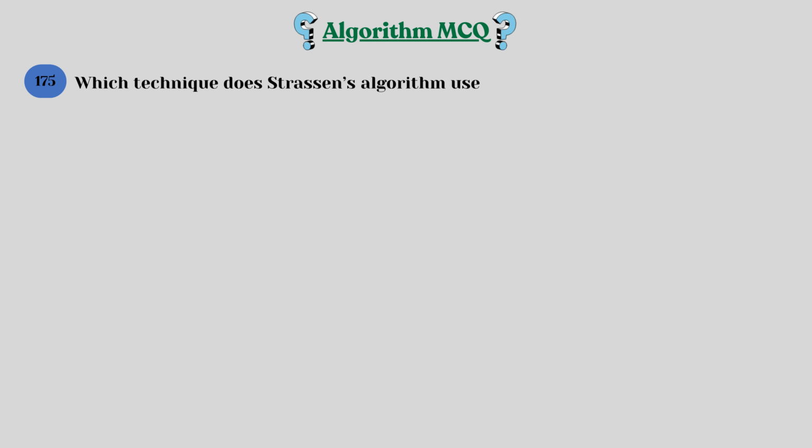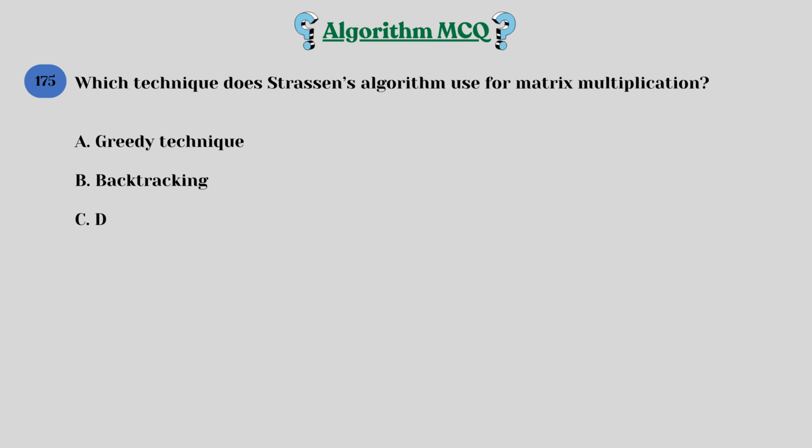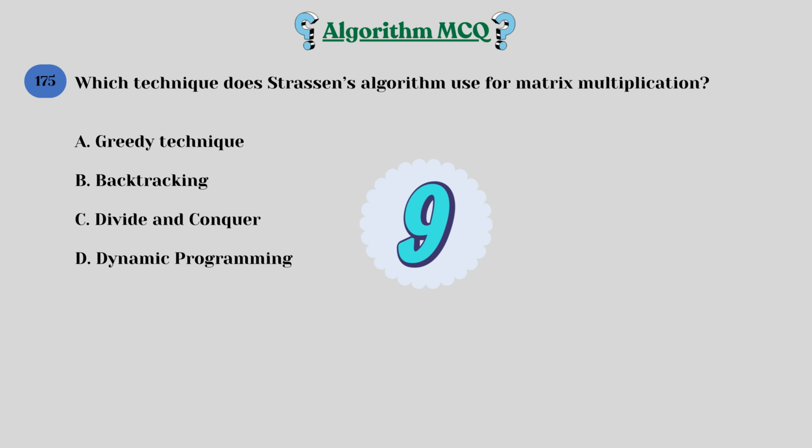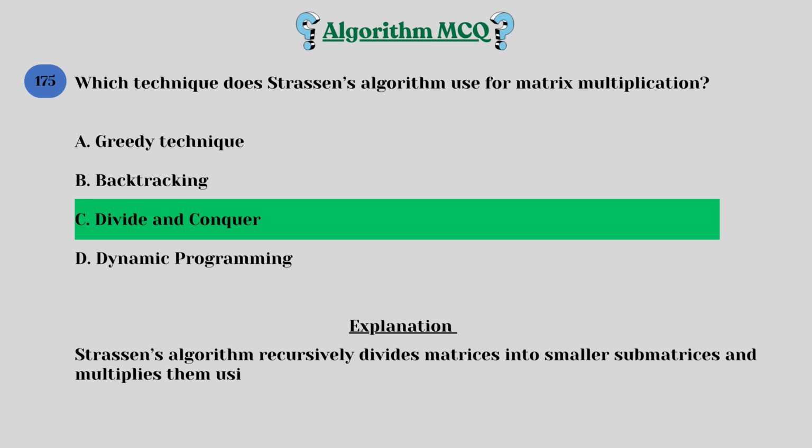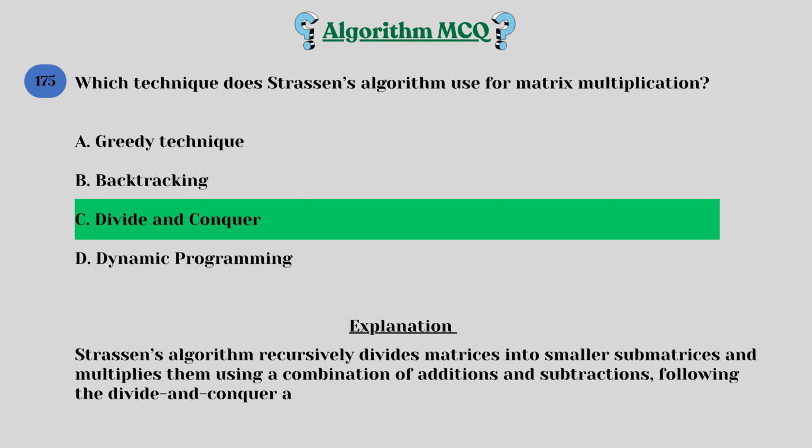Which technique does Strassen's algorithm use for matrix multiplication? Correct answer, divide and conquer. Explanation: Strassen's algorithm recursively divides matrices into smaller submatrices and multiplies them using a combination of additions and subtractions, following the divide and conquer approach to reduce the number of multiplications.